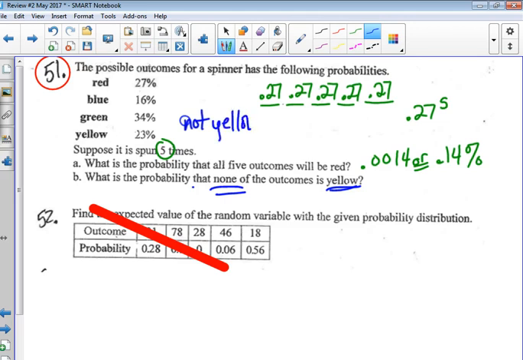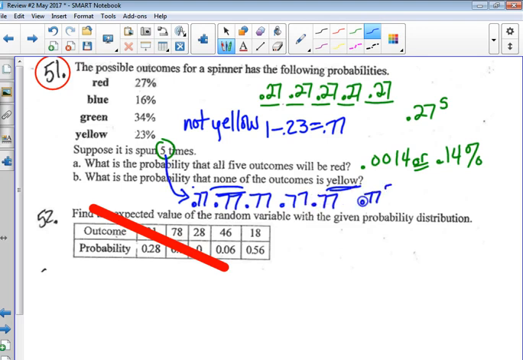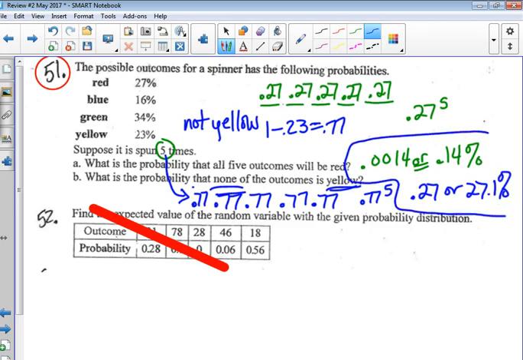Not yellow would be 1 minus 0.23 or 0.77. And you're still spinning the spinner 5 times. So we're going to have 0.77 every time we spin if we don't want a yellow. 1, 2, 3, 4, 5 times. So 0.77 to the 5th is 0.27, or 27%, I guess it'd be 0.1%. I really don't care as long as you put a percent; 27% will be good.